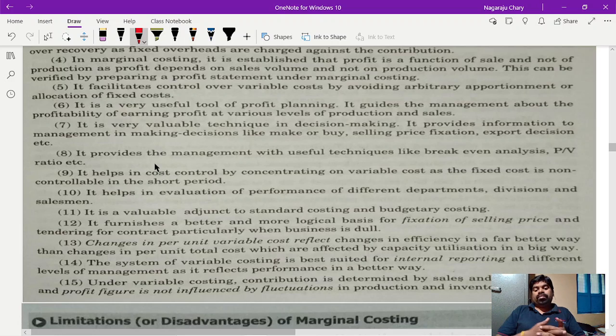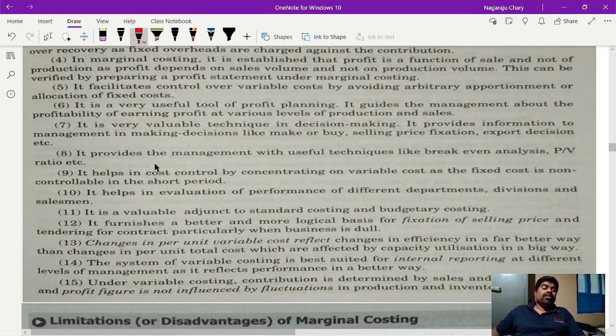Below break-even analysis, what will happen? Above break-even analysis, what will be the position? For each and every aspect, it is possible for the management. So that's why it is very useful to the management. That is the marginal costing method.